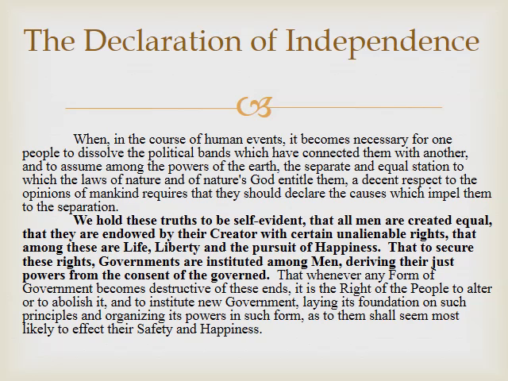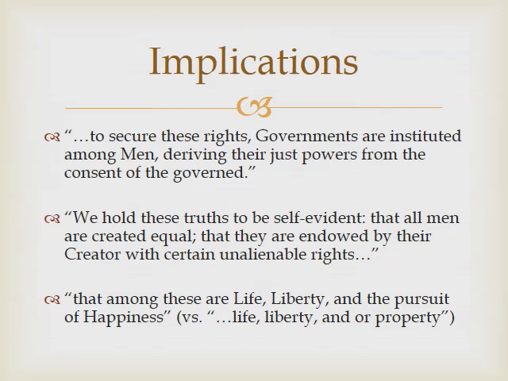Now, what kind of government did the Declaration of Independence call for? Well, monarchies derive their power from God and bestow it onto a king. But Jefferson said that governments are instituted among men, deriving their powers from the consent of the governed. So he was espousing a republican form of government, one created by men and deriving its power from them.